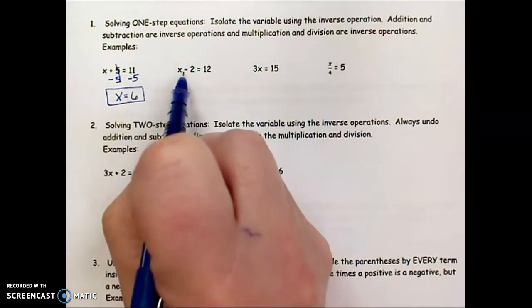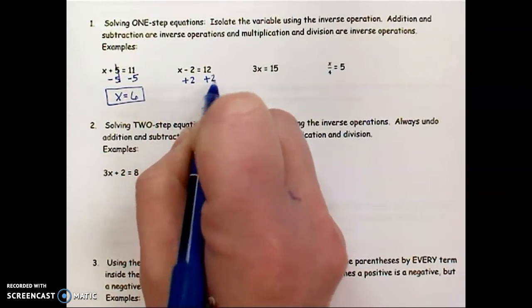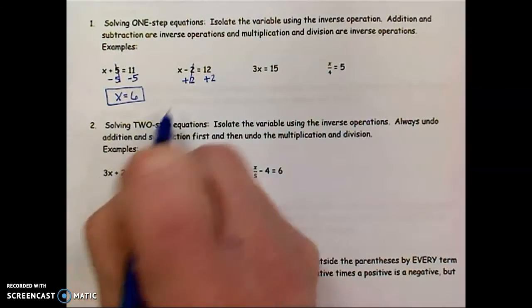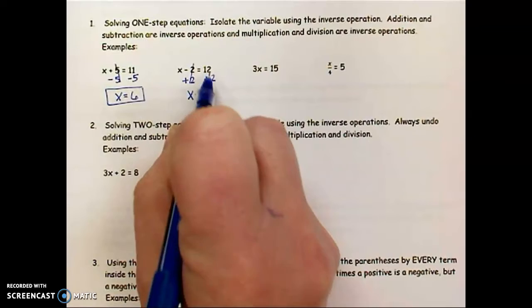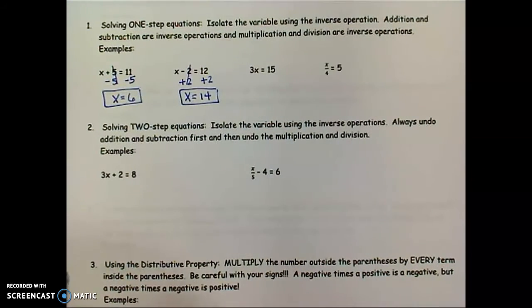So in this one, we're undoing the subtraction of 2 by adding 2 to both sides. So the negative 2 and positive 2 cancel. x equals 12 plus 2, which is 14. Now I know these are really simple, and some of these you could probably do in your head, but remember, it's really important for you to show all your work, or you will never get all of the credit, even though you get the correct answer. You must show your work.